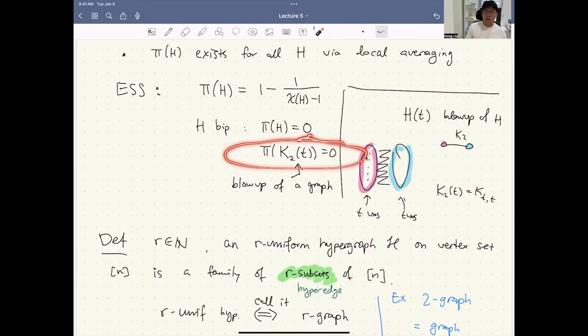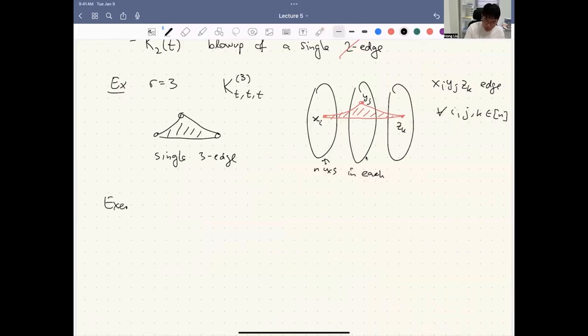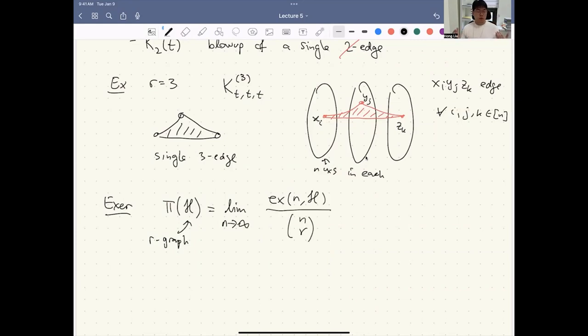First of all, the Turán density can also be defined. I will leave it as an exercise to show that the Turán density of an r-uniform hypergraph H, which is defined to be the limit as n goes to infinity of the extremal number of H, now normalized by n choose r, because the total number of possible edges is all r-subsets of [n], also exists for all r-graphs H. Use the same proof as we did in the graph case. So this is an exercise.